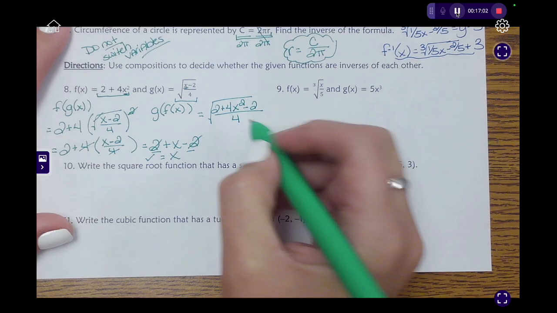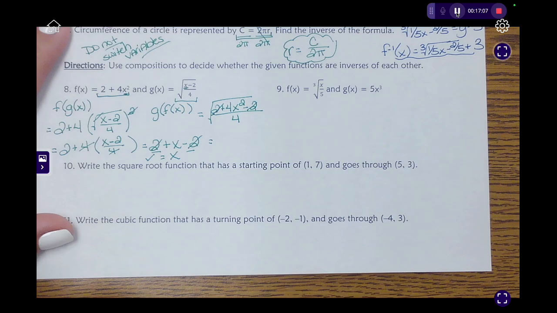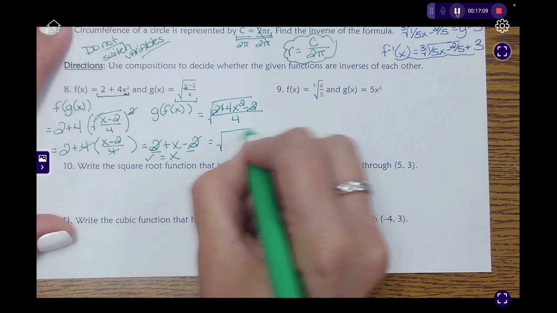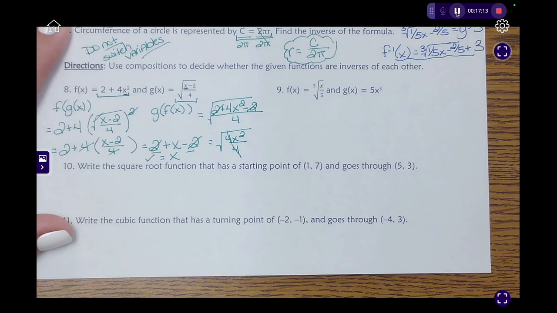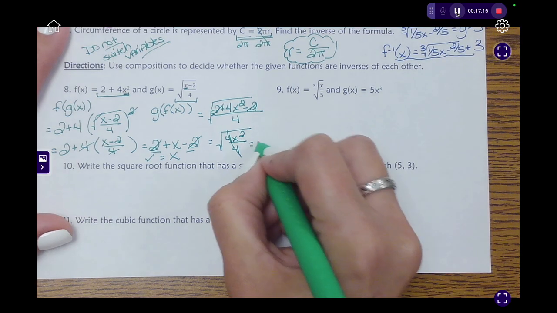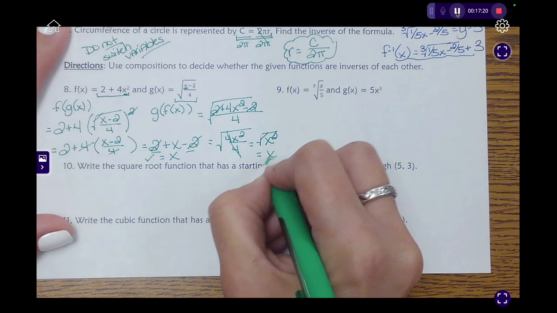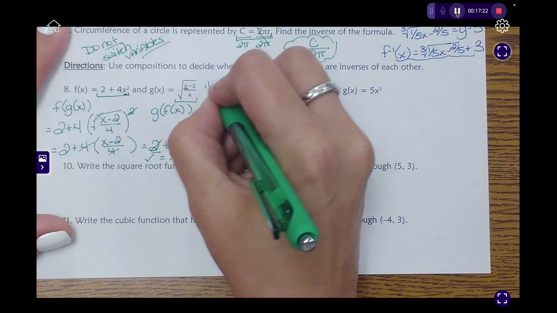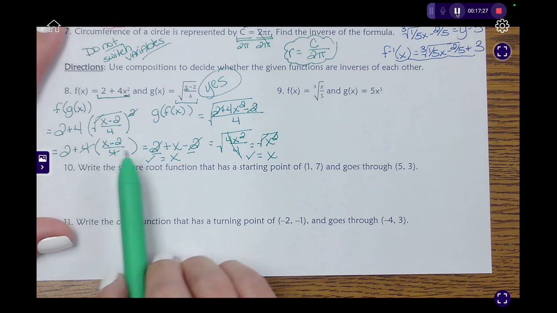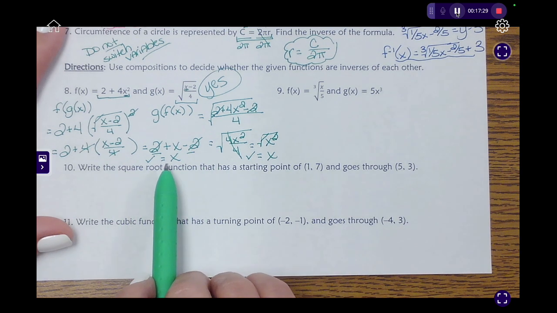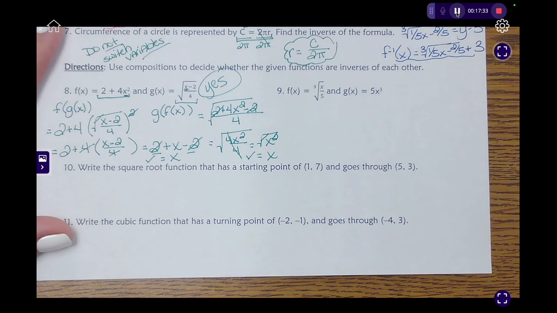So looking at this, if I start to simplify this, 2 and minus 2 are going to cancel out. So that's going to leave me with 4x squared over 4. Those 4's cancel out and leave me with the square root of x squared. Squareds cancel out. So that leaves me with x. So yes, these two would be inverses of each other. Okay, so you do have to do both compositions if that first one works. So if they simplify to give you nothing but x, they're going to be inverses of each other.